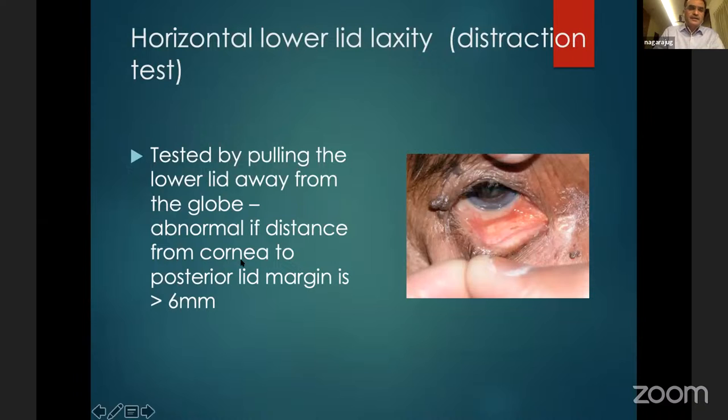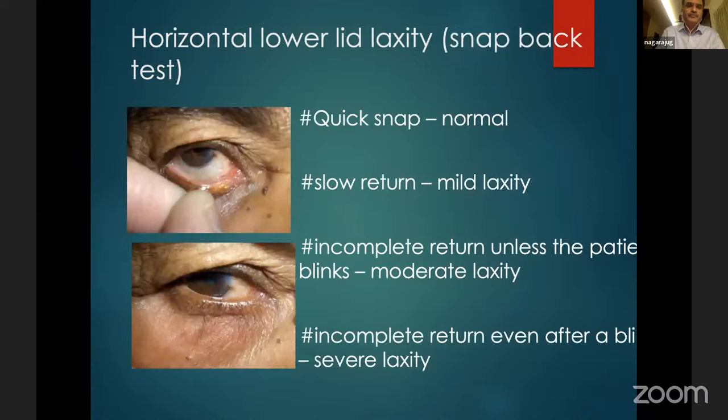Okay, there is another test called the distraction test. You just keep your thumb on the patient's lower lid and pull it. If you can bring the lid more than 6 millimeters away from the cornea, with the patient looking straight ahead in the primary position, it indicates a significant lower lid laxity. This horizontal lid laxity is a combination of laxity of the tarsal plate, the medial canthal tendon, and the lateral canthal tendon.